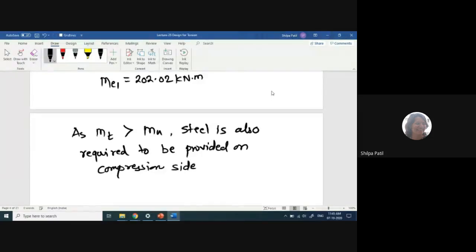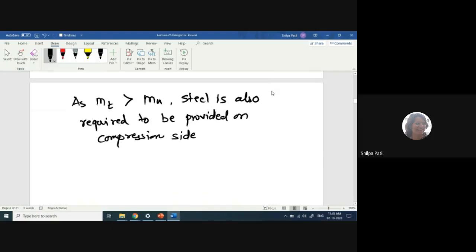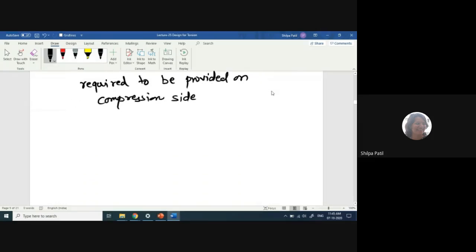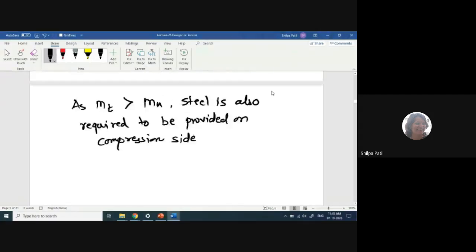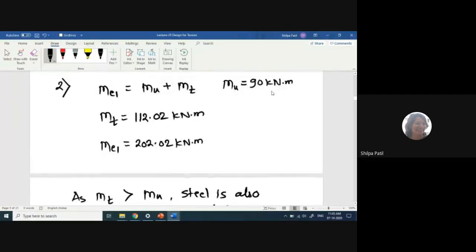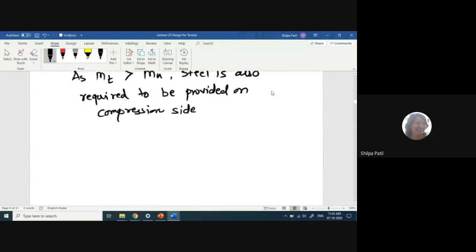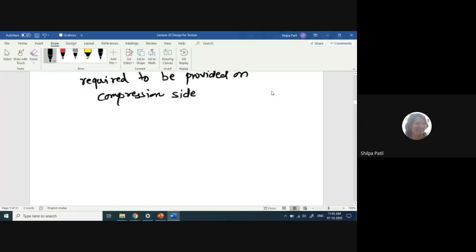Okay. Now to find out the area of steel required to be provided on the compression side, we have to make use of ME2, that is the excessive moment, the difference between MT and MU. So we first calculate ME2. We provide the area of steel for ME2 on the compression side and for ME1 on the tension side. So what is ME2? ME2 will be MT minus MU. What is the value?